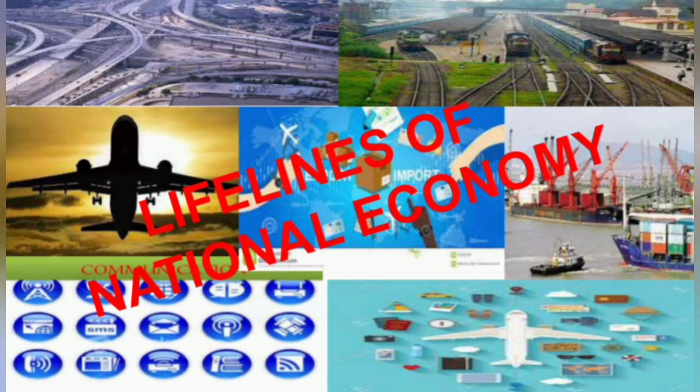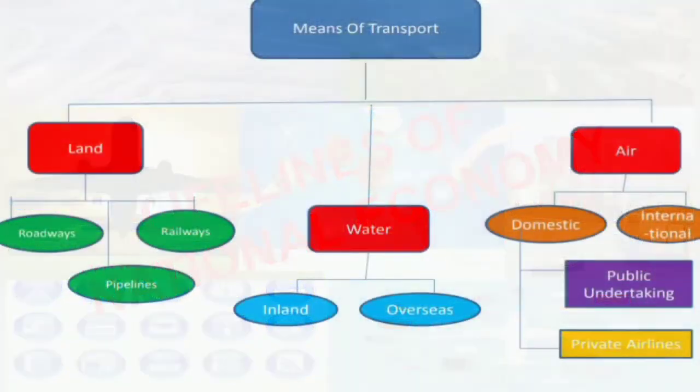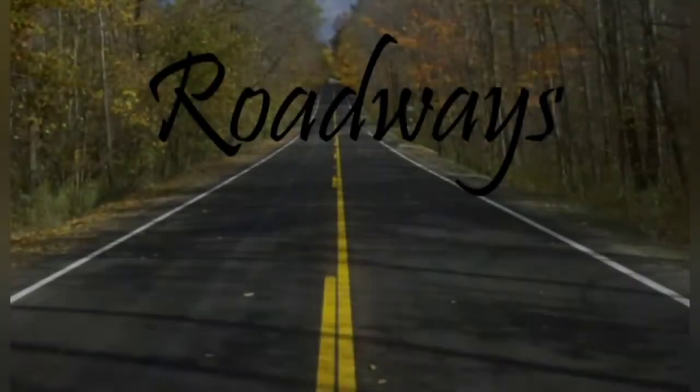and its modern economy. Movement of goods and services can be over three important domains of our earth, that is, land, water, and air. Based on these, transport can also be classified into land, water, and air transport. Under land transport, we have roadways, railways, and pipelines; water transport, inland and overseas; air, domestic and international airways.